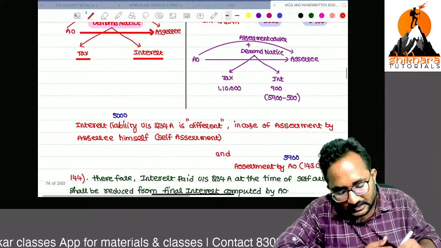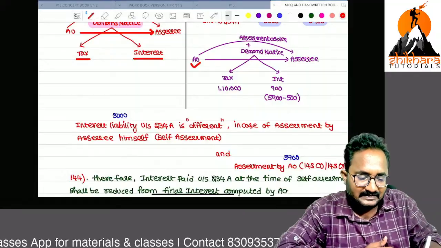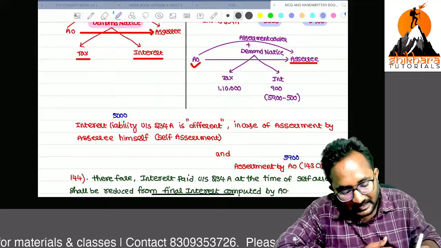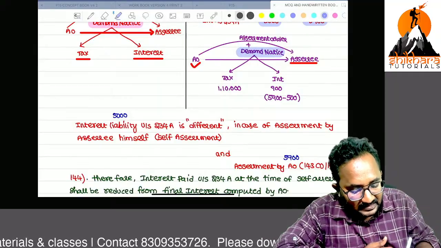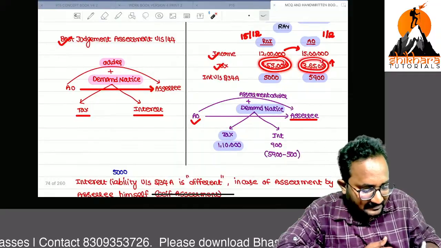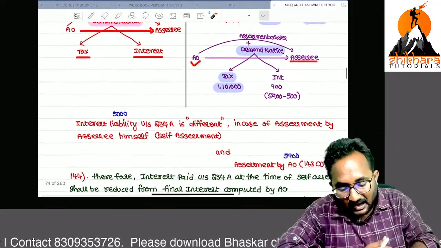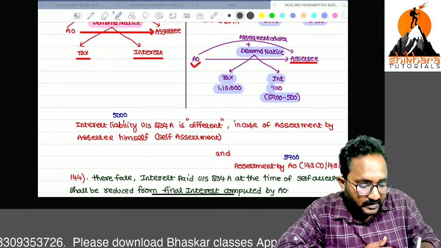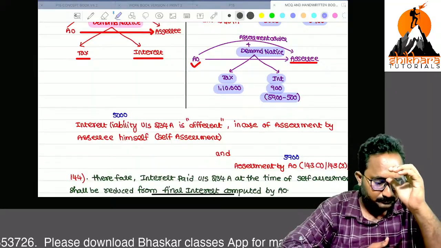Now, after the completion of an assessment, assessing officer will pass the assessment order to the assessee. Along with that they will pass the demand notice. In that they will ask the extra tax. Can you tell me what is that extra tax required to be paid by the assessee? 1,10,000. Along with that they will ask the full interest or after adjustment interest. After adjustment they will ask the interest.